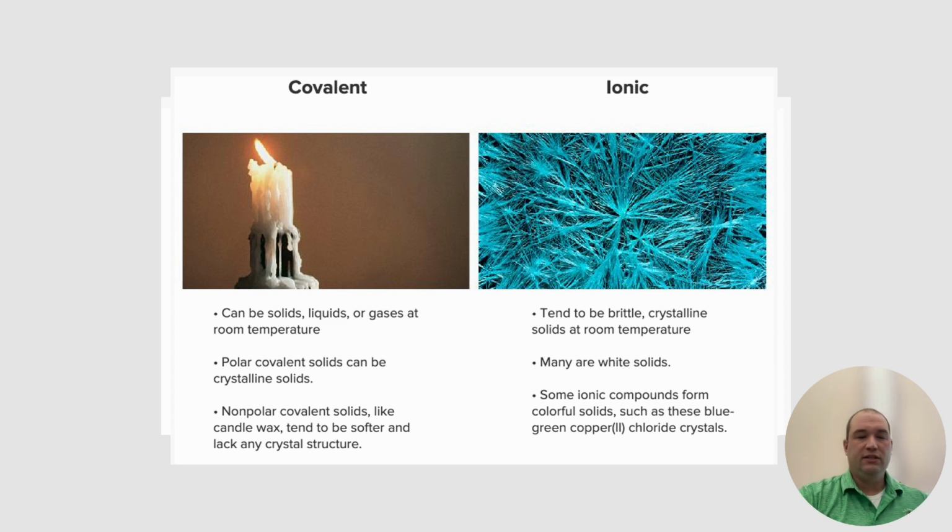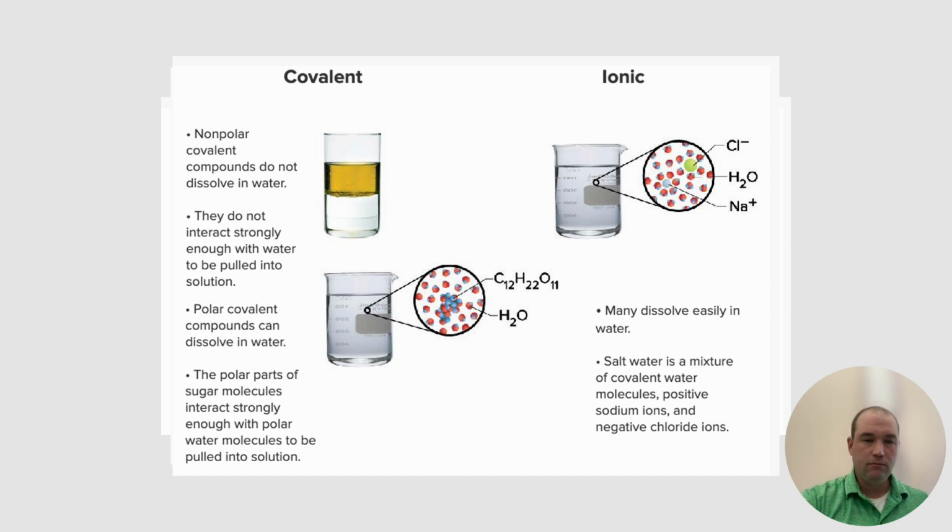So covalent compounds can be solids, liquids, or gases at room temperature, but polar covalent solids are crystalline solids. Nonpolar covalent solids can be like candle wax. They tend to be softer. Now, ionic compounds tend to be very brittle and crystalline at room temperature, and many are white solids like salt. Some ionic compounds form colorful solids such as blue-green copper chloride crystals.